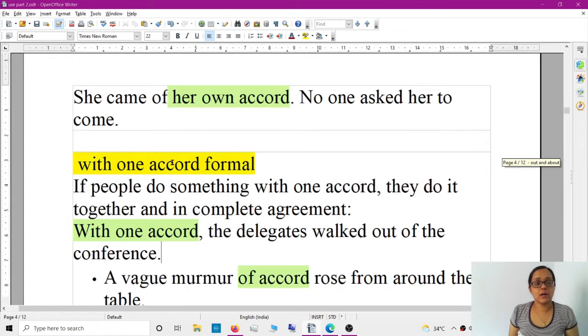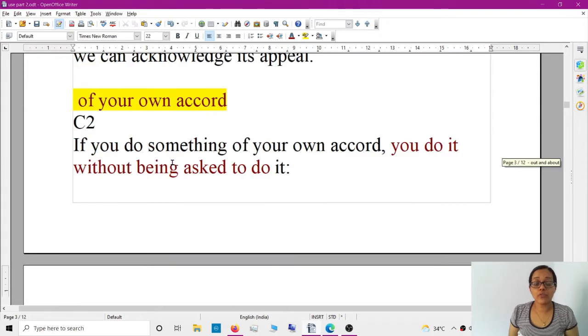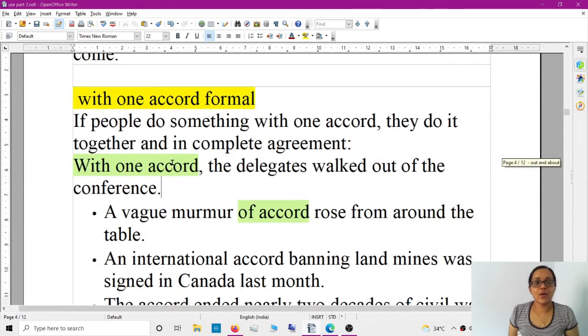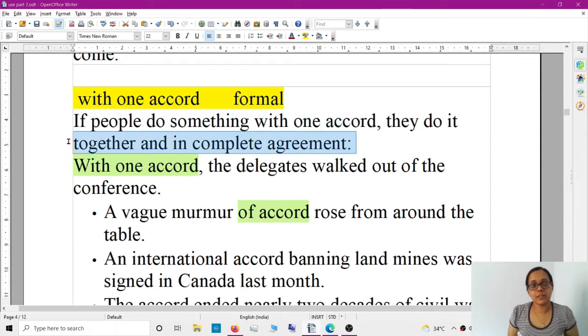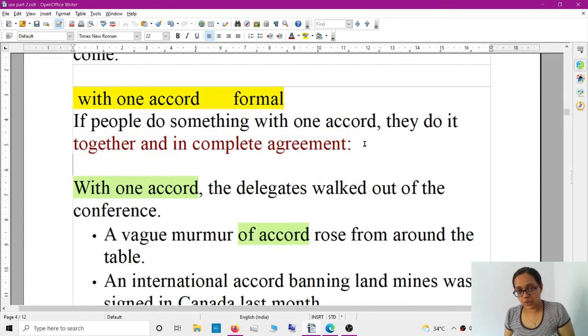Next is "with one accord." Before it was "of your own accord." Now, "with one accord." If people do something with one accord, they do it together and in complete agreement. That is known as with one accord. Previously it was of your own accord, and this is with one accord, which means together and in complete agreement.